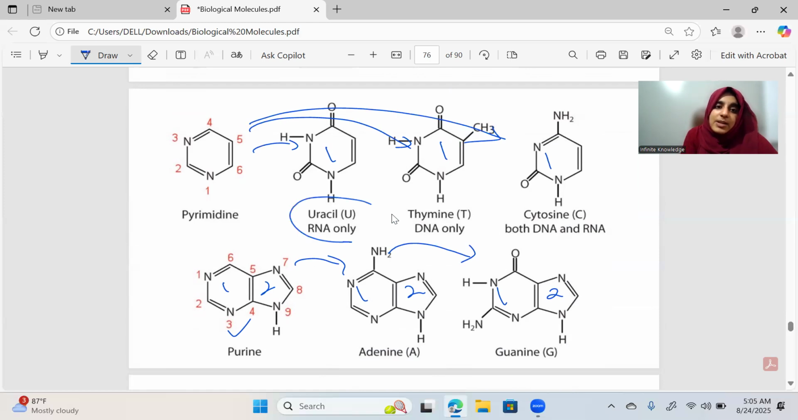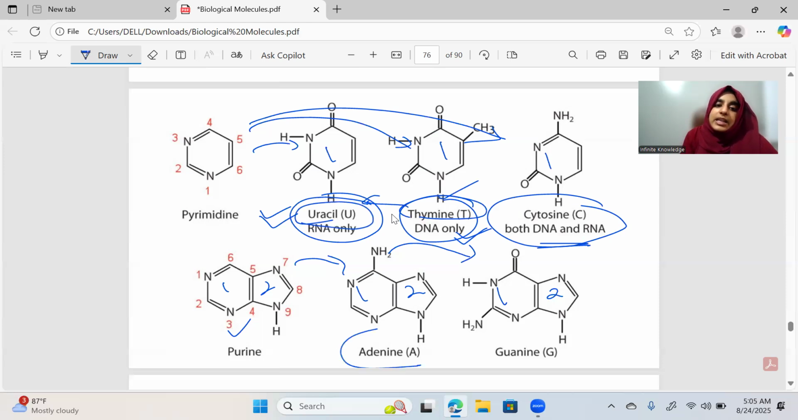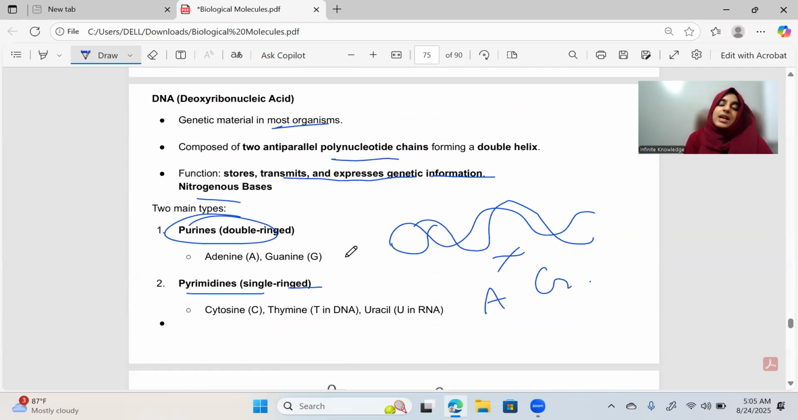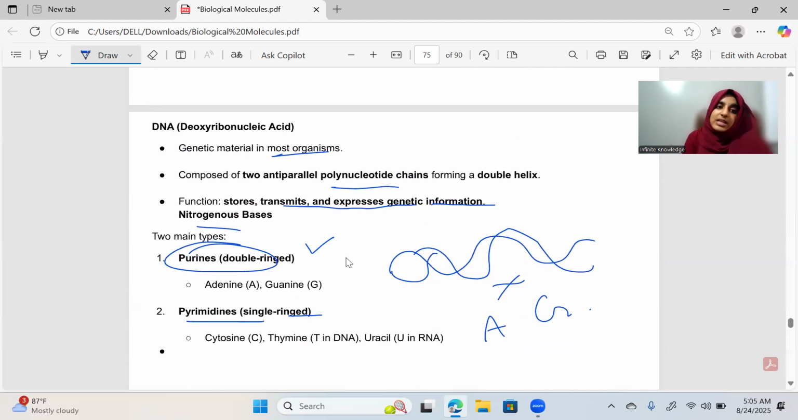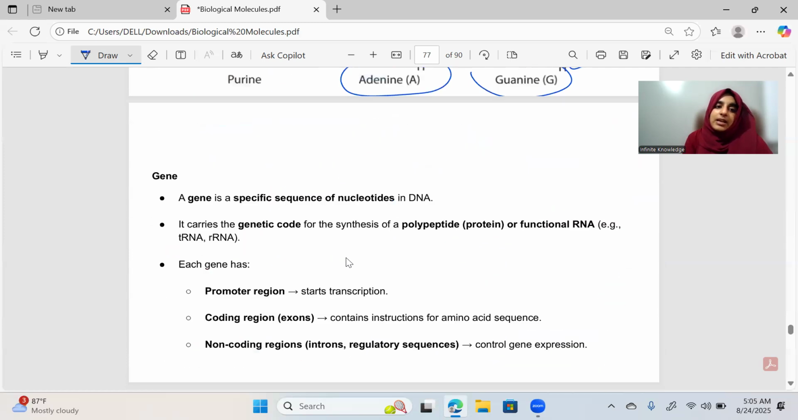Now uracil is present where? It is present only in RNA. Thymine is present only in DNA. Cytosine is present in both DNA and RNA. So whenever we have got DNA, we're going to write thymine, and whenever we have RNA, we're going to write uracil. And adenine, guanine and cytosine, these three are present in both, whether it is DNA or RNA. You just need to remember that adenine and guanine are purines, which means that they have got double ring structure, whereas pyrimidines, which are cytosine, thymine, and uracil, have got a single ring structure.